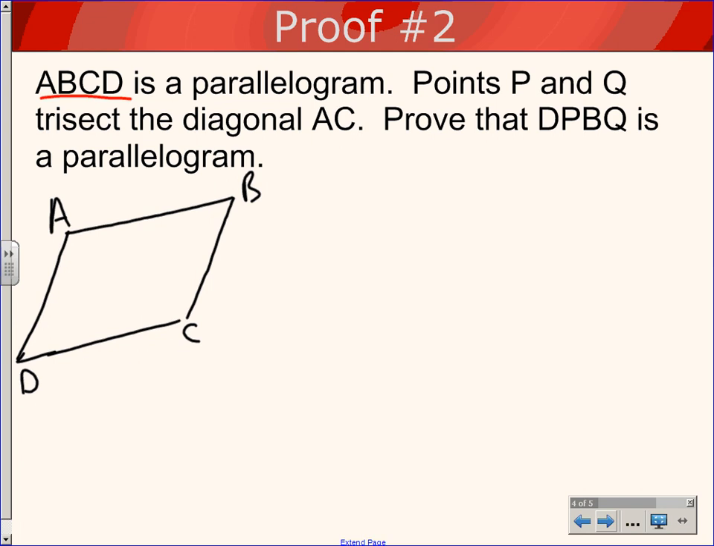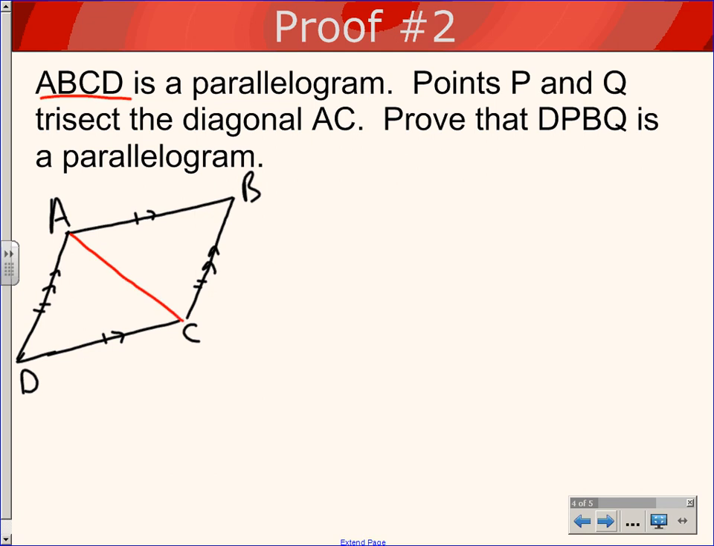Okay, not my best picture, but there's a parallelogram. I can do this. Since it's a parallelogram, opposite sides are equal and parallel. So I know that. That's something that I know. That means, for example, that vector AB and vector DC are equal. That's kind of helpful. Points P and Q trisect the diagonal AC. So I have to draw the diagonal in from A to C.